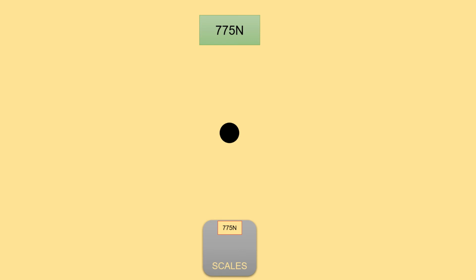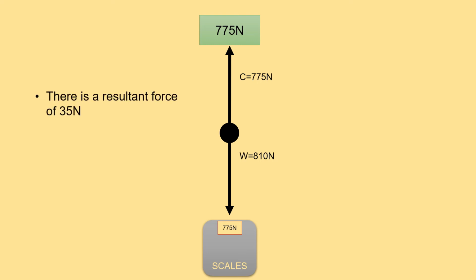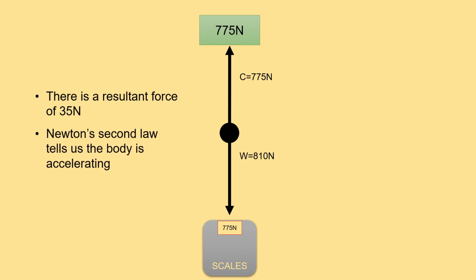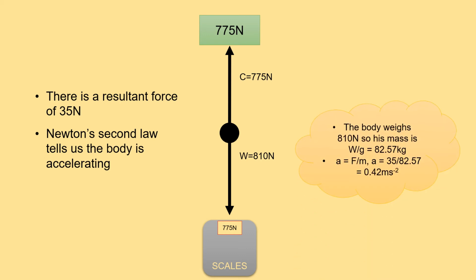Now then, the scales will show 775 newtons. That's the contact force. However, the weight is still 810 newtons. Your weight doesn't change. It's an apparent weight. It's the contact force that's changing. So there's a resultant force now of 35 newtons. Newton's second law tells us that the body is accelerating. There is a resultant force. There is an acceleration.